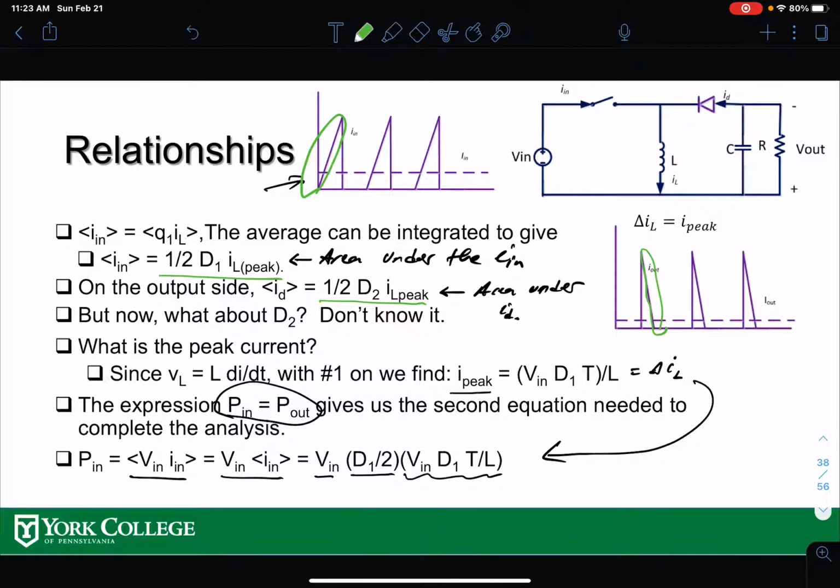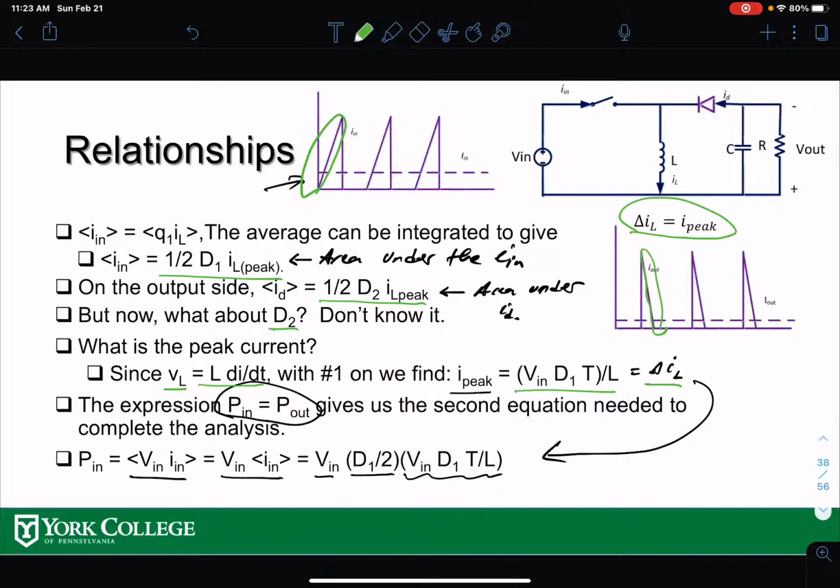So the problem is that we don't know D2, because D1 plus D2 is not 1 anymore, right? So we don't know the D2. But we can still use the equation for D1 because we know D1. So V_L equals L di/dt, right? And you also know that for this condition, your peak current is basically your peak-to-peak ripple. If you incorporate that into this equation, we'll get that peak current is this, because peak current is your peak-to-peak ripple, right?